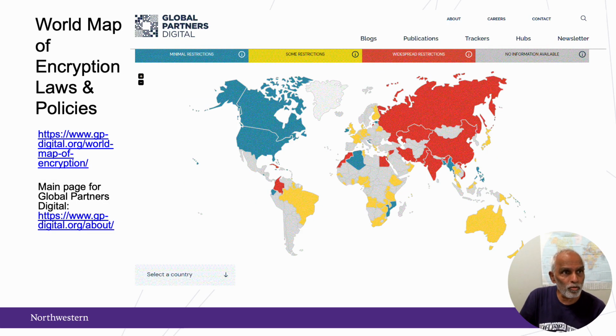Okay, in terms of the world map of encryption laws and policies, there are kind of four colors here, right? Minimal restrictions are in the US and Canada, for example. You can see there is a country on this side here, and also a couple of countries in Europe. Widespread restrictions are, for example, China, Russia, Iran, Pakistan, and India. And no information available is a lot of countries in Europe, Greenland, some countries in South America, also Central America. We don't have much information about how strict they are. Very interesting how it gives you a quick review of the worldwide implementation of encryption laws.